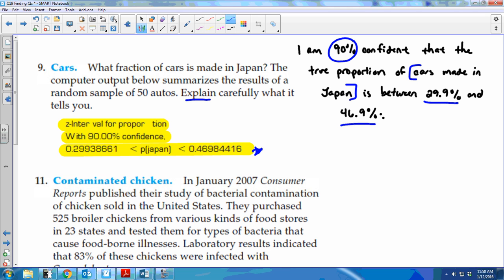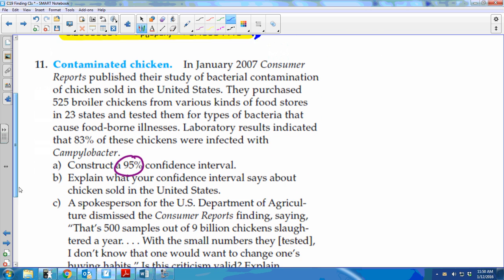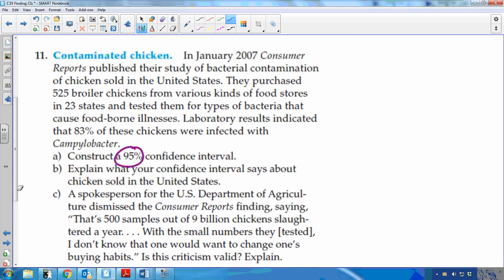All right, so let's do one all the way through, from start to finish. So number 11 here, contaminated chicken. In January 2007, Consumer Reports published their study of bacterial contamination of chicken sold in the United States. They purchased 525 broiler chickens from various kinds of food stores in 23 states and tested them for types of bacteria that cause foodborne illnesses.